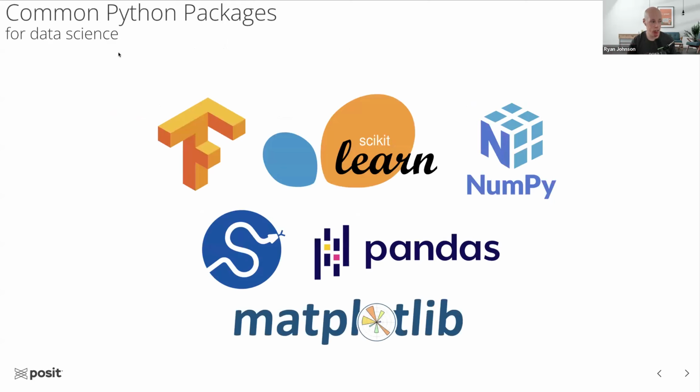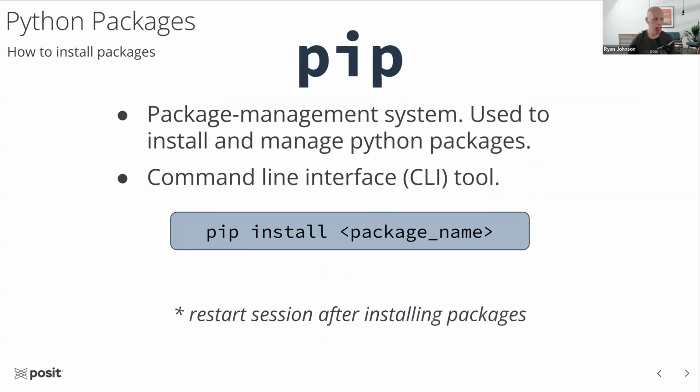Now, within the data science realm, for common Python packages you may see, there are some logos of some of the more popular Python data science packages. Things like TensorFlow, scikit-learn, NumPy, SciPy, Pandas, Matplotlib. So chances are, as you start to dive into data science using Python, you're probably going to come across some of these packages. So the question then becomes, how do I install a package? So it's not currently in my Positron environment, but I want to use it. How do I install it?